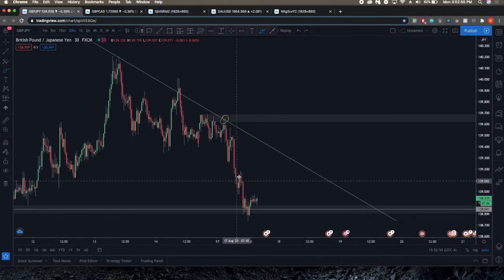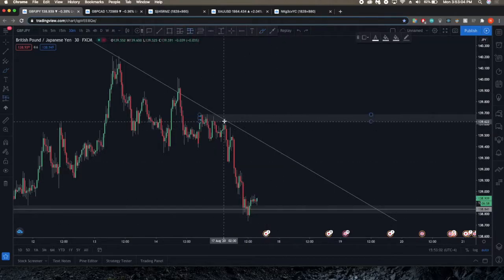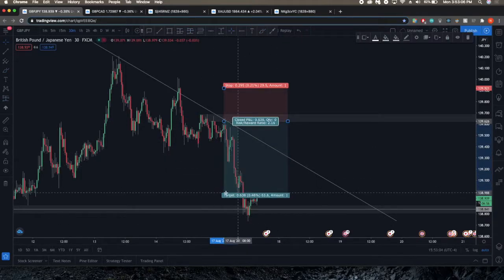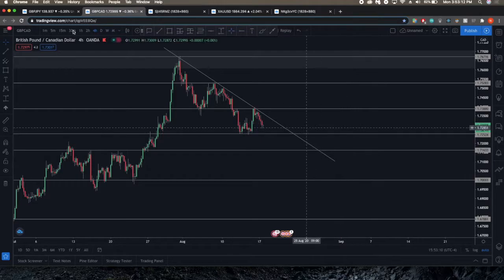And look where this pullback happens, right in New York open. We pull up, better price, New York volume pushes it down. Yeah, so 50 pips there, at least minimum. Stop loss could have been up there, yeah? Cool. GBP CAD was clean.